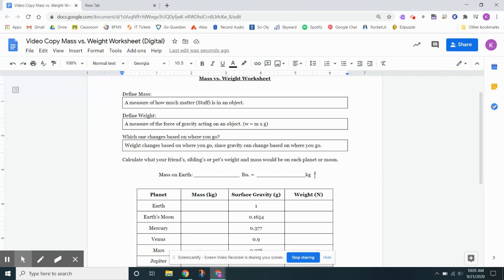Now, like we said, right, we kind of use those terms mass and weight interchangeably on Earth, even though they mean different things. And the reason that we use them a lot interchangeably on Earth is because Earth has a surface gravity of 1 gram, essentially.